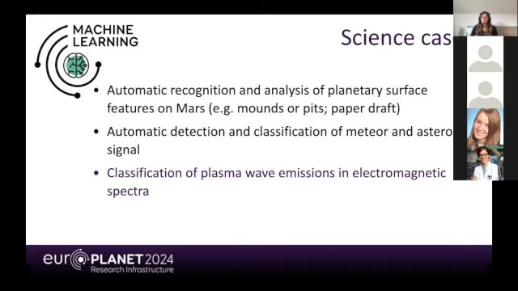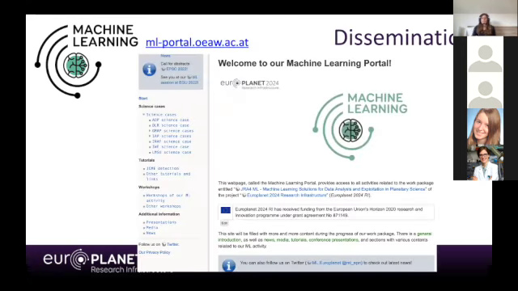So now, you know that we are trying to develop machine learning pipelines or data analysis tools for all of those science cases, but how can you get more details, or how can you get hold of those tools, of those pipelines? So for this, we set up a so-called machine learning portal. This is somehow the main access point to our machine learning activity within Europlanet.